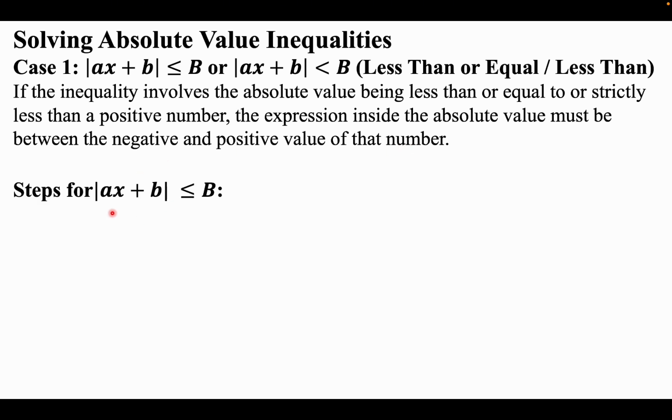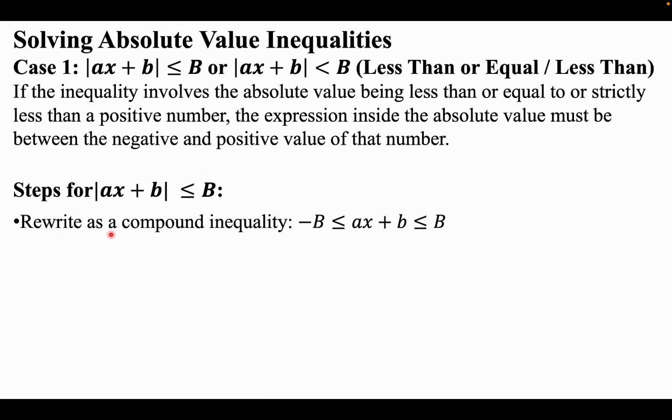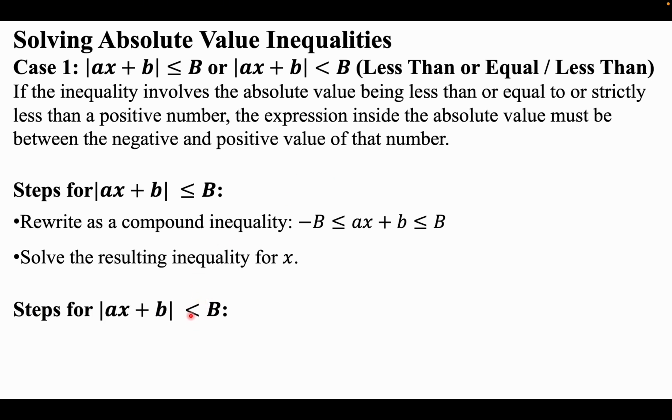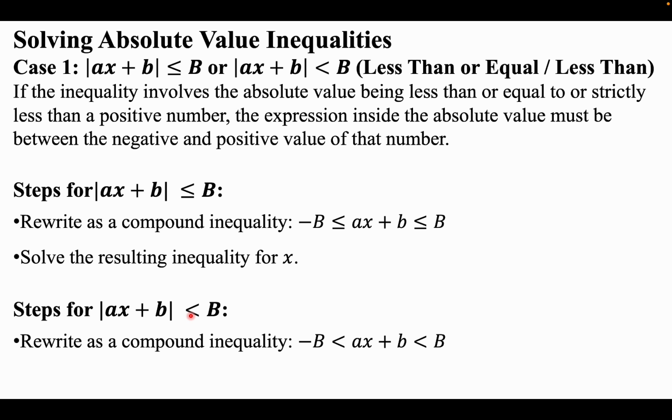Steps to solving this absolute value inequality, for example, this is what it looks like. So you rewrite it as a compound inequality, right? You take what's inside the absolute value. It must be less than or equal to the positive, or greater than or equal to the negative of that number, negative of that b. And then you solve for x. And if you have a less than symbol, it works the same way. Just make sure you have the same symbol here. And then you solve for x.